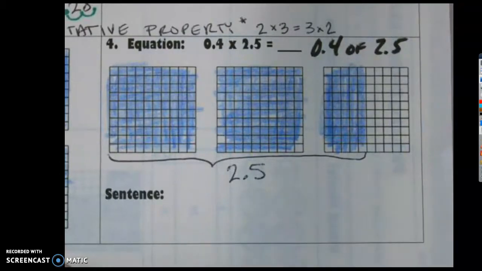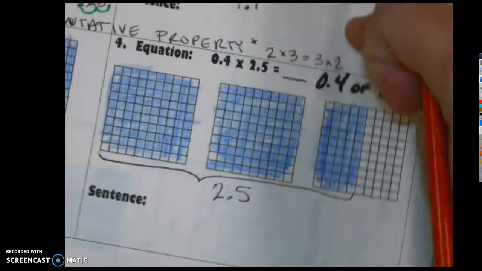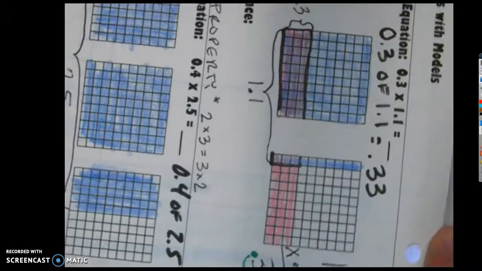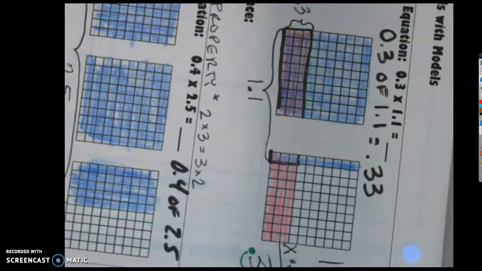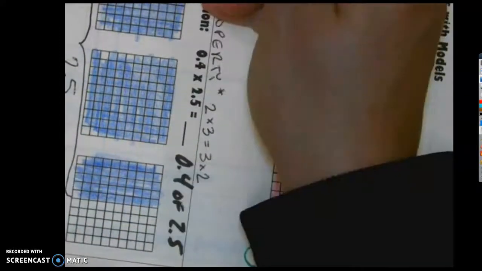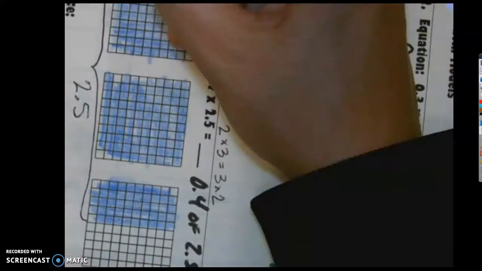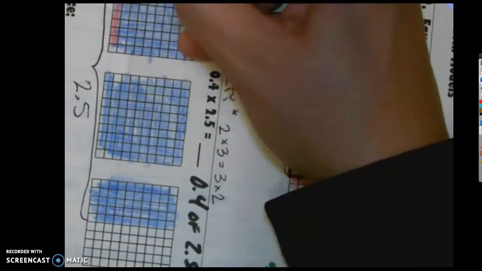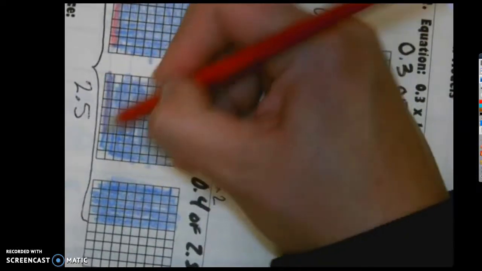Okay, then my second one, what am I going to do with my paper? You're gonna turn it. That's right. And then color in 4/10. But again, it's about finishing this square. So this 4/10 is going to go all the way from the top down to the bottom, okay? So we're going to have 4/10, but it's got to go from the top all the way to the bottom.